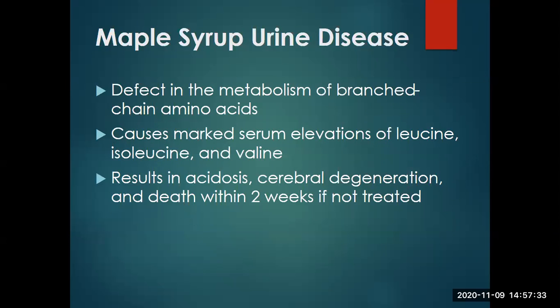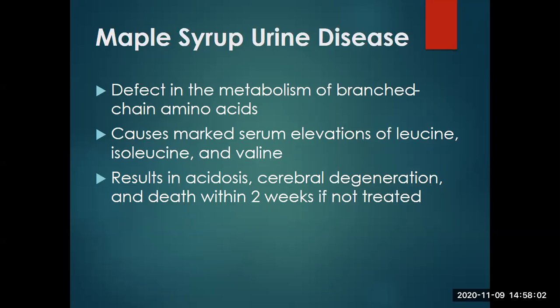So maple syrup urine disease is caused by a defect in the metabolism of branched-chain amino acids, and is caused by marked serum elevations of the leucine, the isoleucine, and also the valine. So this results in acidosis, cerebral degeneration, and also death within 2 weeks if it's left untreated.